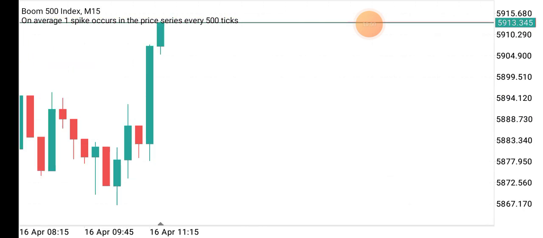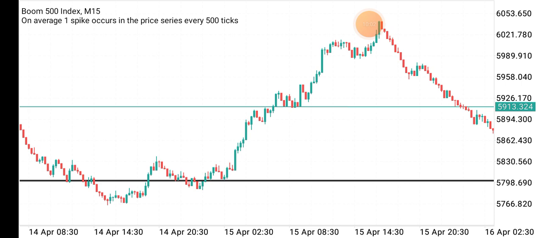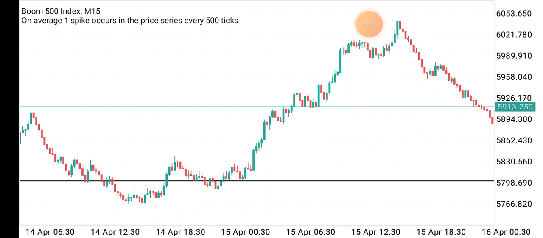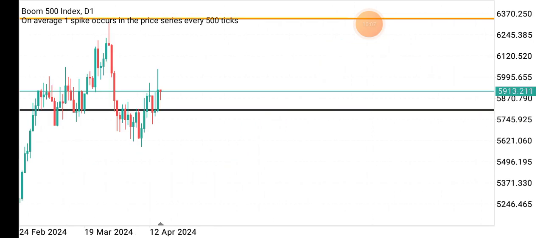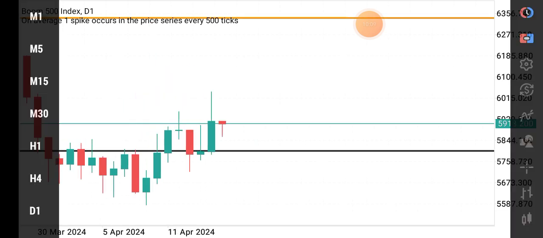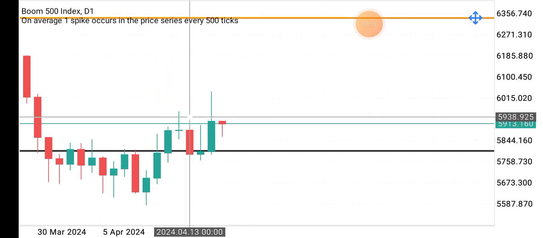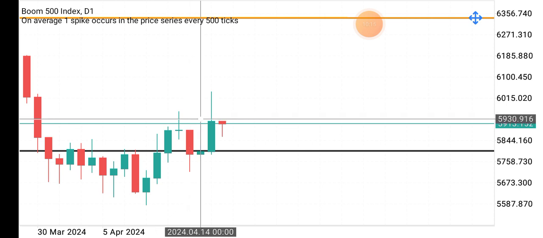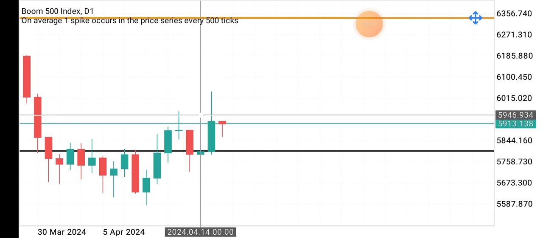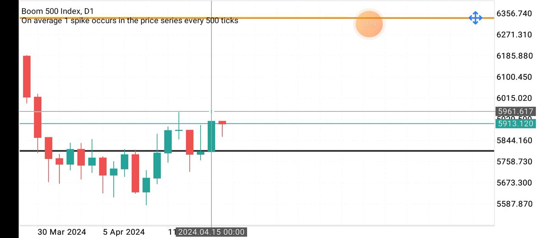We go to the 15 minutes time frame. Let's check what happened, guys. Let's confirm the date this happened. The small body candlestick was on the 14th of April, and then on the 15th of April the market was bullish.